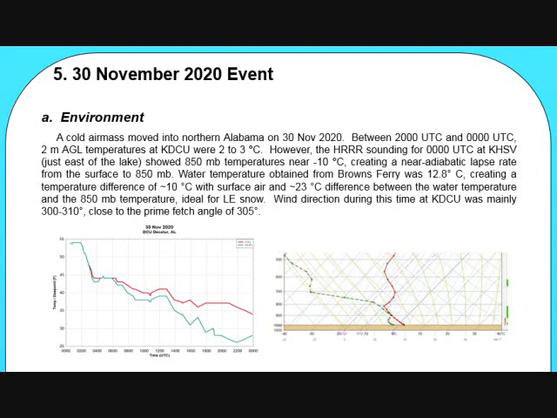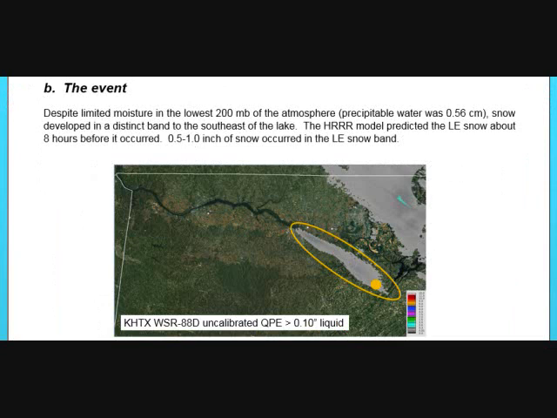Looking at the event itself, and again, this is uncalibrated radar QPE, where the amount is filtered to where it is greater than 0.10 inches in liquid. Once again, here we have a cold advection event, some snow falling up there in the northeastern part of Alabama, northeastern part of the picture. But the only snow south of that, you can see the obvious lake effect snow band in that area and the yellow ellipse. The yellow dot is roughly the location of Arab, Alabama, which I'll refer back to in a second.